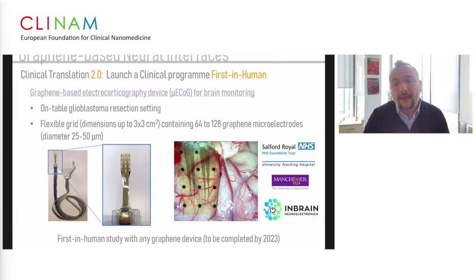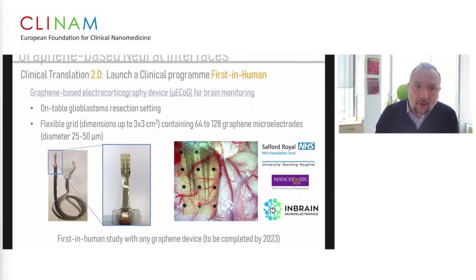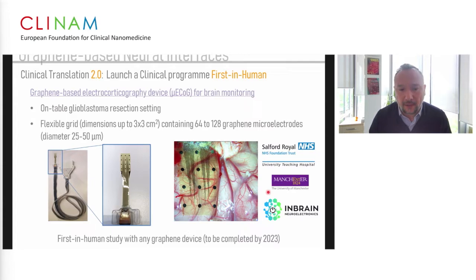And we are running, as we speak, the first in-human study that I'm showing you here with those devices. This is a flexible grid that you see here. This is going to be in contact with the human brain during an on-table glioblastoma resection surgery. And these are the specifications of our grids. And here on the right-hand side, you can see the sponsors of the clinical trial that is currently ongoing. I have to say, and leave it at that, that this is the first in-human study with any graphene device that has ever been done. So it's quite an important milestone, I think, in the development of the carbon nanomaterial in medicine space.